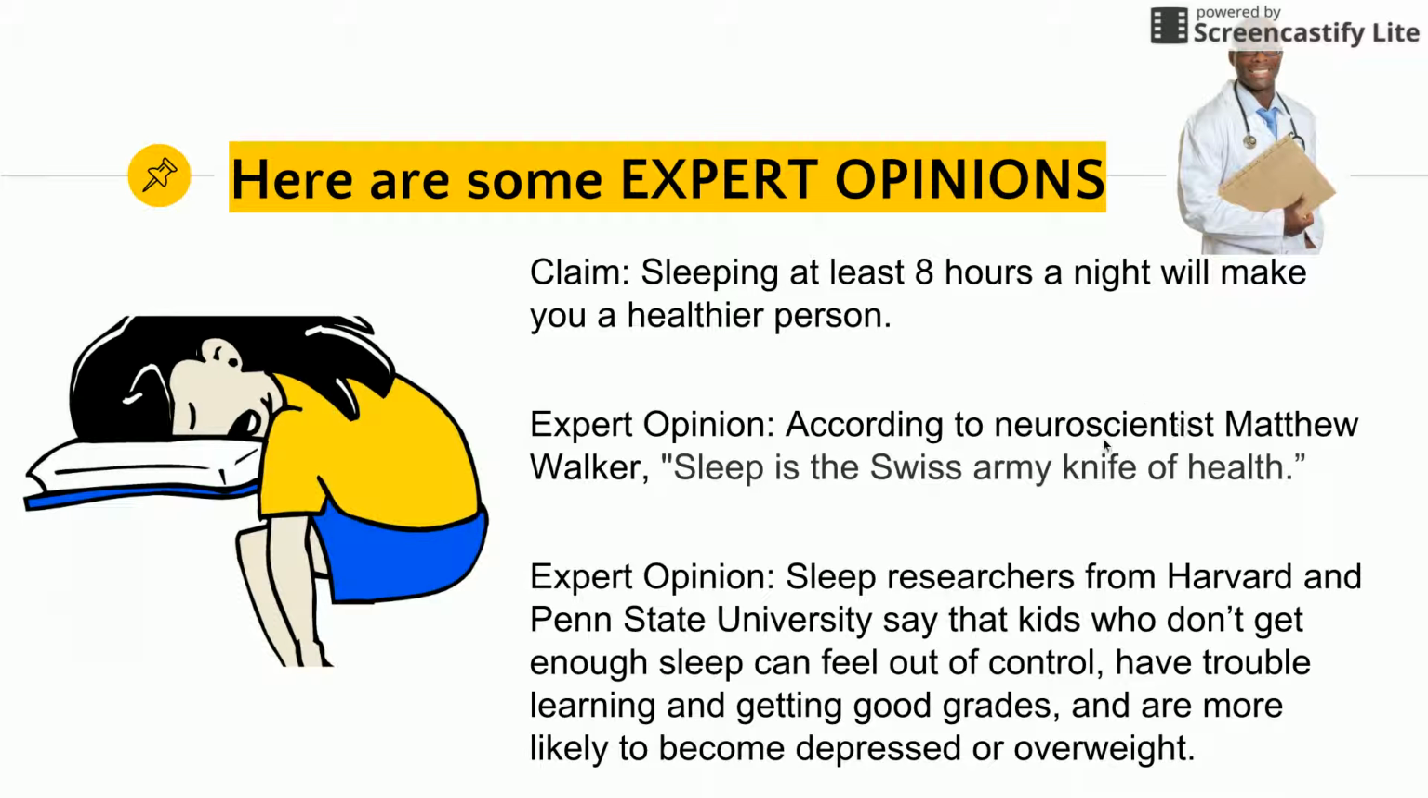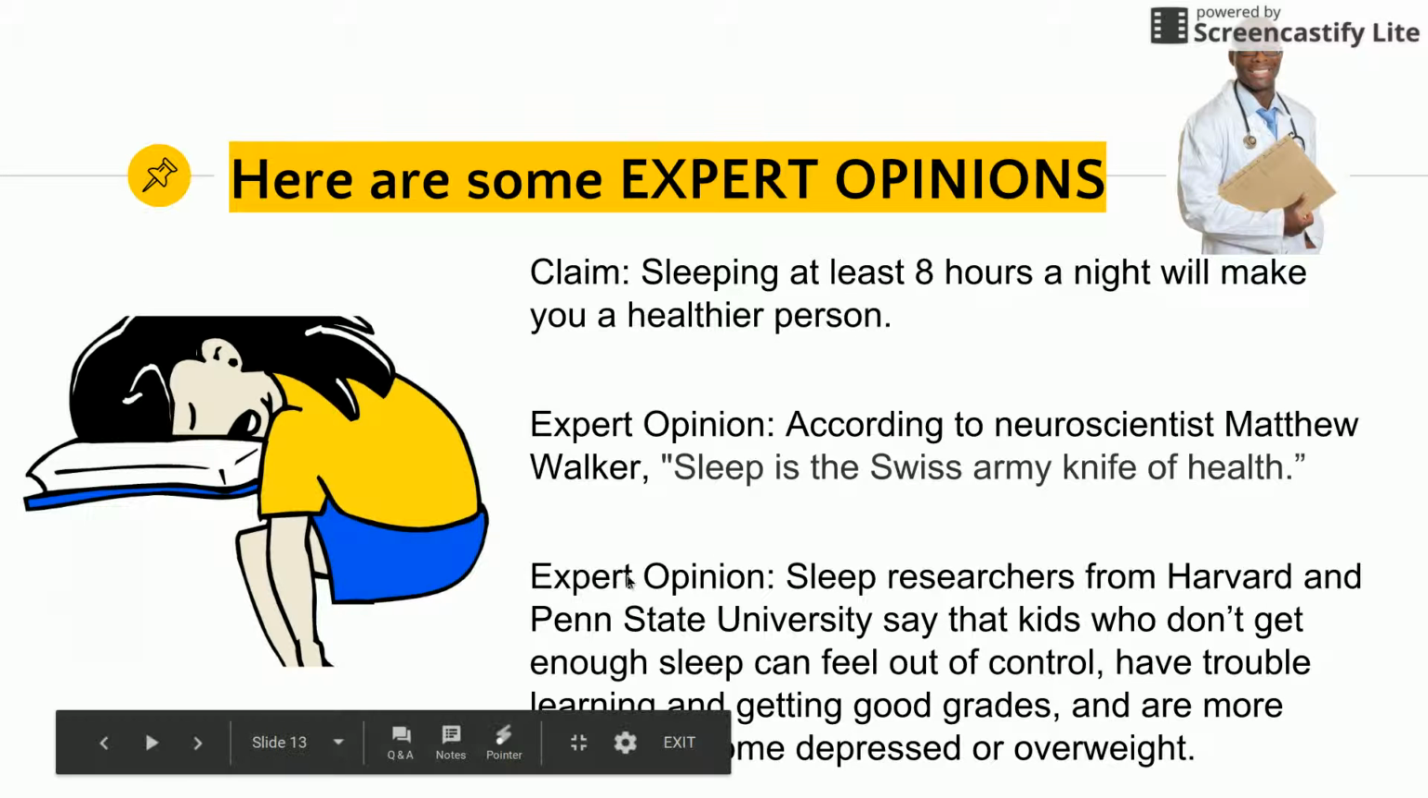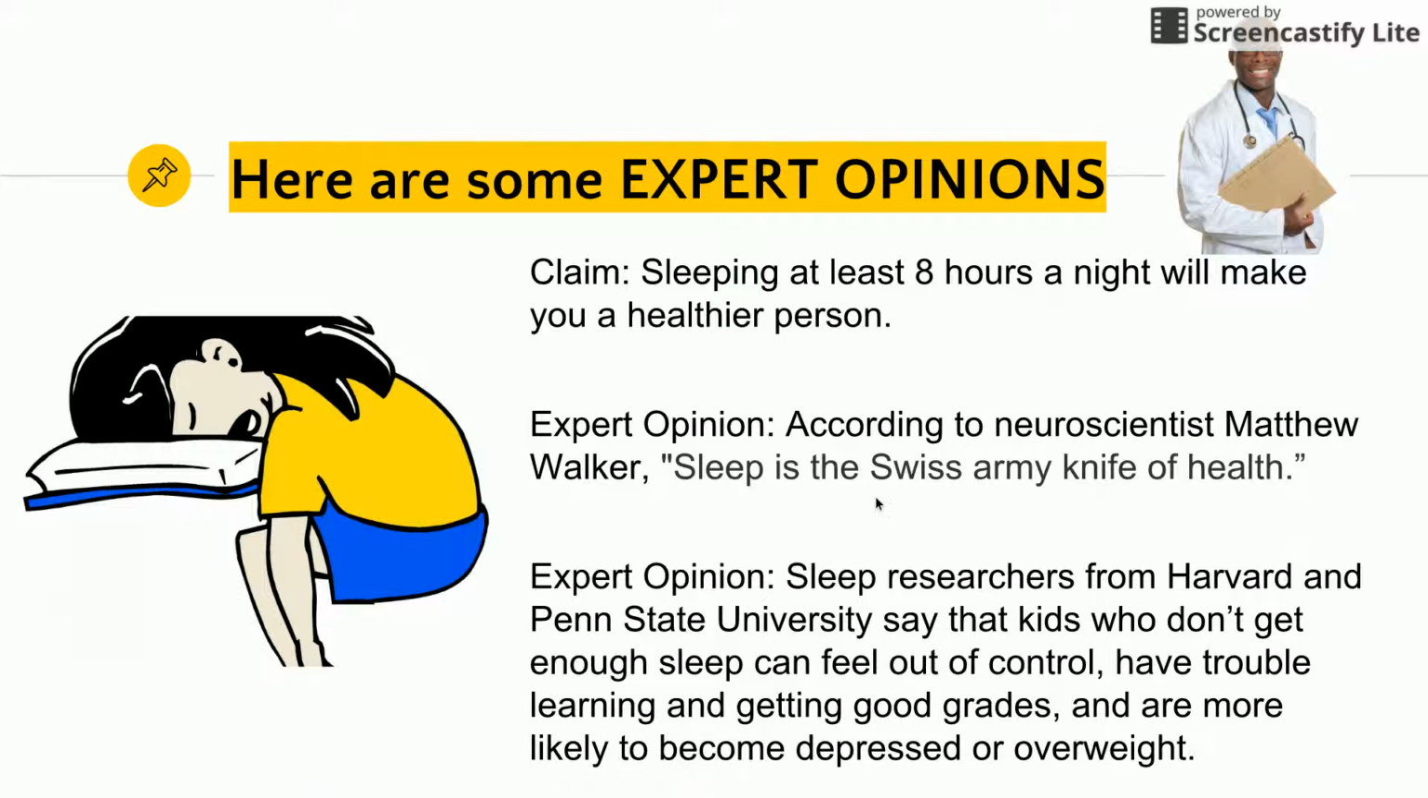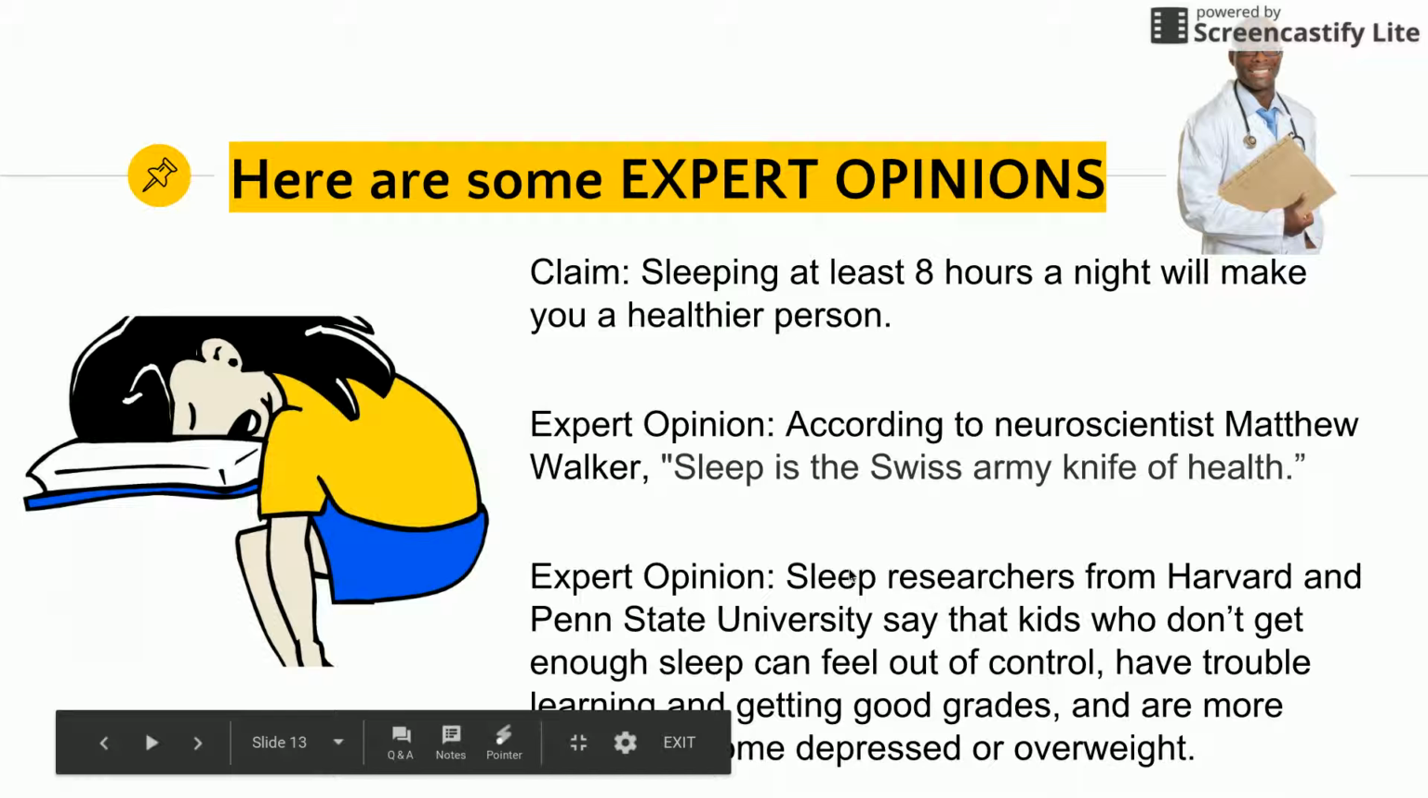Another expert opinion. Sleep researchers from Harvard and Penn State University say that kids who don't get enough sleep can feel out of control, they can have trouble learning and getting good grades, and they are more likely to become depressed or overweight. There's no facts, there's no statistics backing it up within this quote, but because I trust that a sleep researcher from Harvard or from Penn State knows what they're talking about, I trust that they're right when they say these things can happen if you don't get enough sleep.